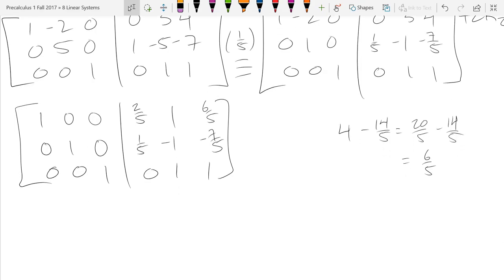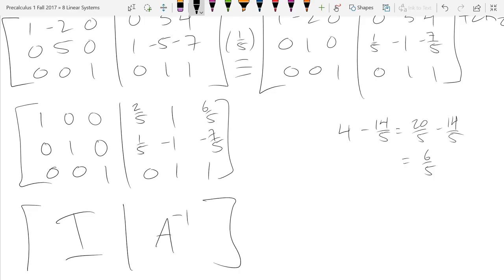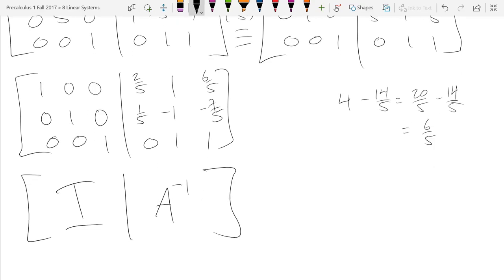All right, what we're looking at here, on the left side we have the identity. On the right side what we have is the inverse. So there is A inverse. A inverse equals this 3x3 matrix: 2/5, 1/6, 1/5, negative 1, negative 7/5, 0, 1, 1.